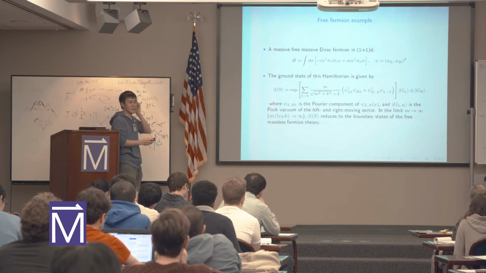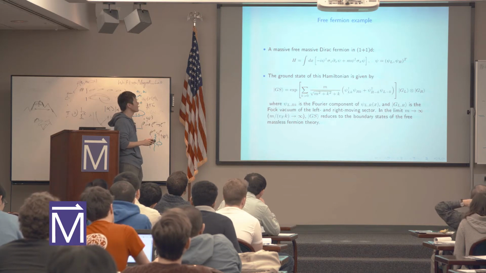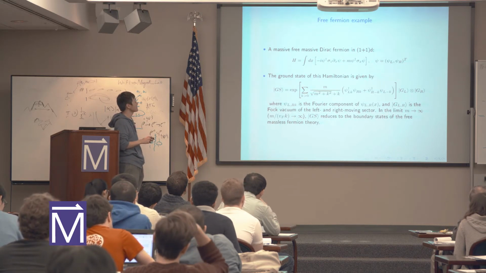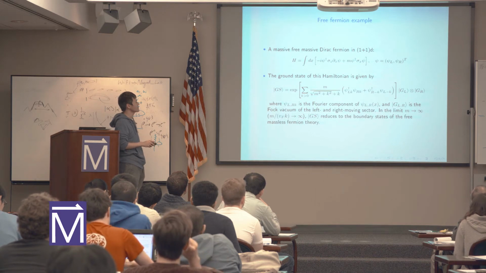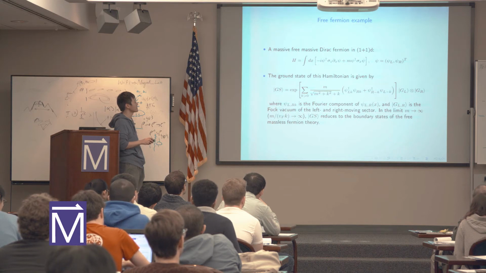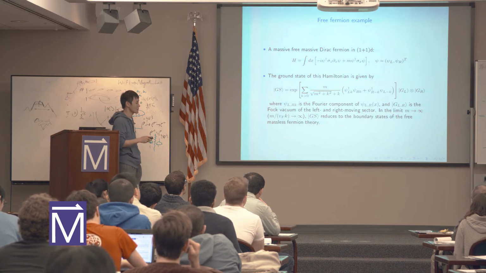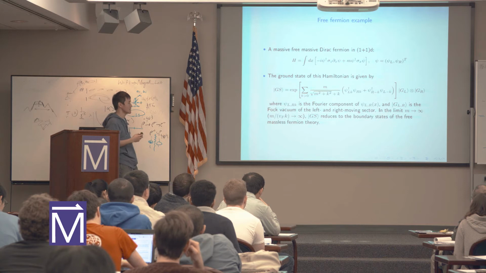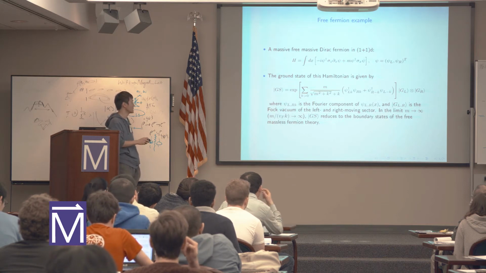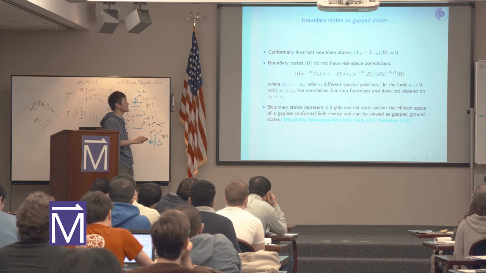So what is the ground state of this Hamiltonian? Well, we know how to solve it. You can check the ground state of this Hamiltonian is given in this form, where this is a Fock vacuum of the fermion system, but there's this factor. And if you compare this expression with the boundary state in this theory, it precisely agrees. Okay. More generically, you can ask the following question.